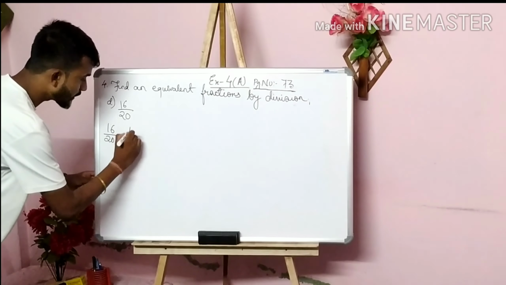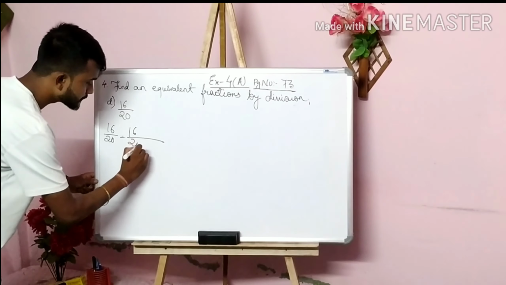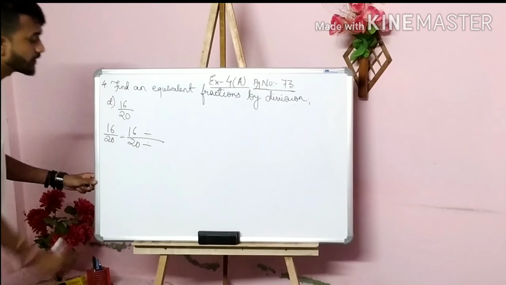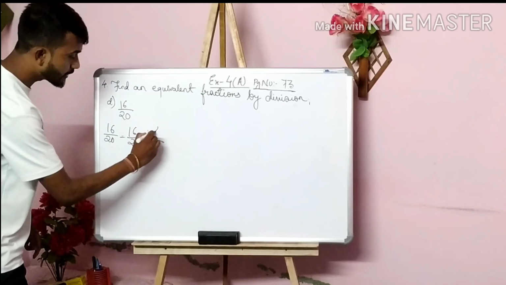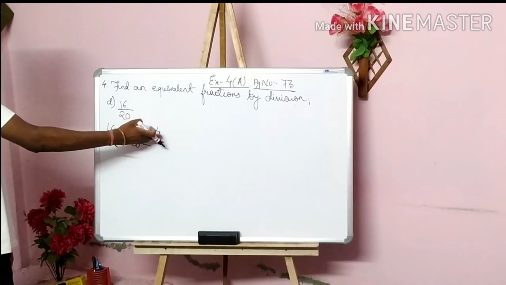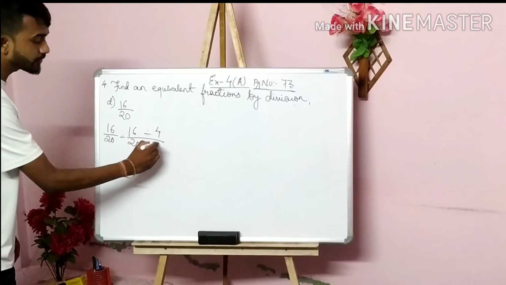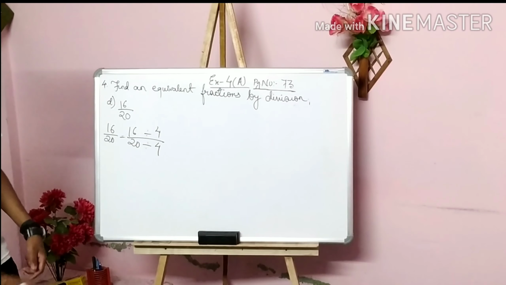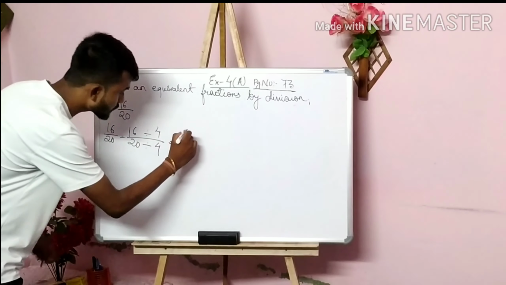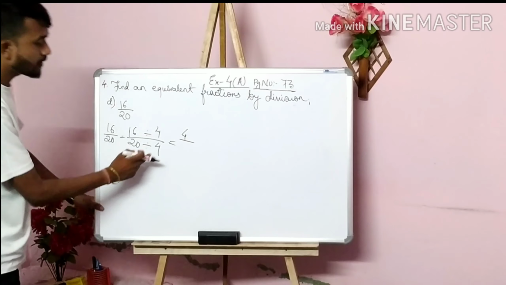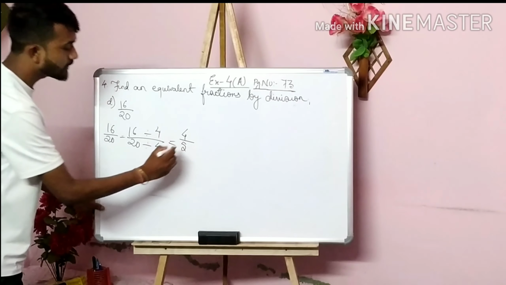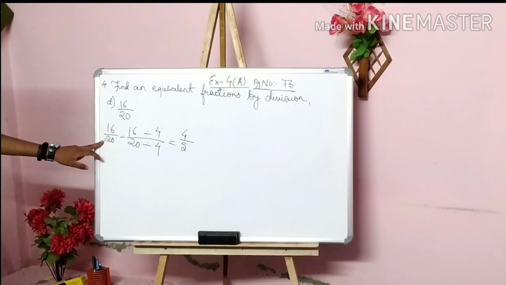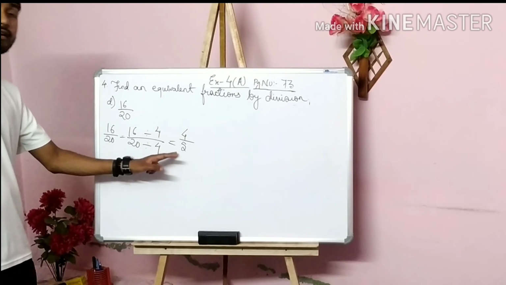So you just have to write 16 and 20 divided here. Again, give a division sign. Now divide it by 4. As I am writing 4 in the numerator part, in the denominator part also we have to write 4 only. So 4 how much is 16? 4 4s are 16. Now 4 5s are 20. Now you see that 16 by 20 is an equivalent fraction of 4 by 5.